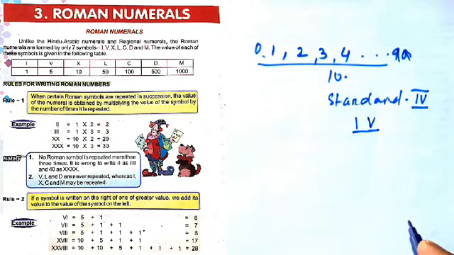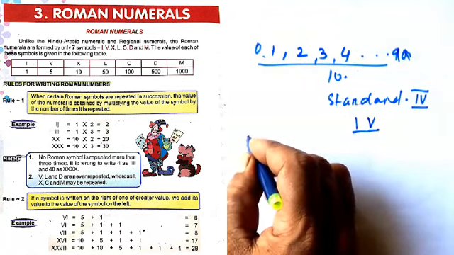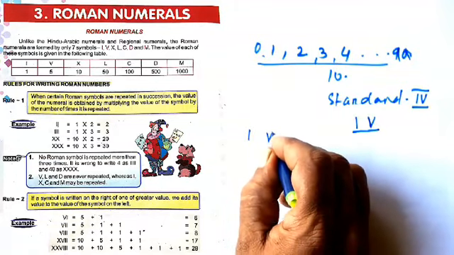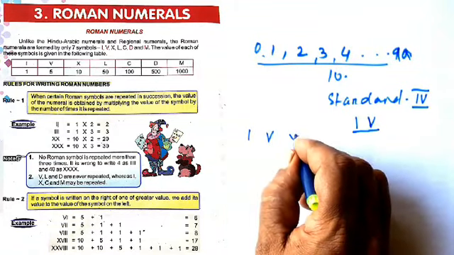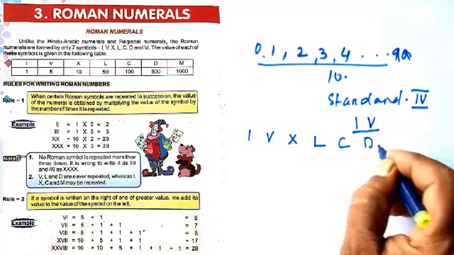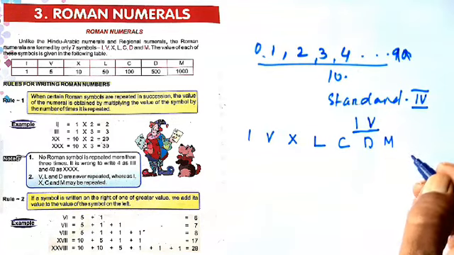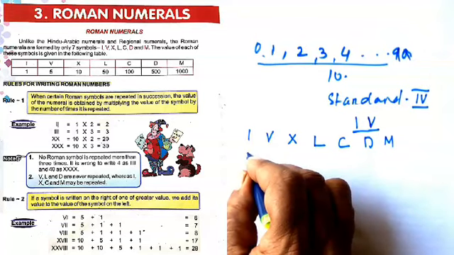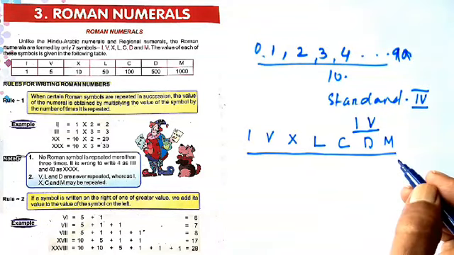In the Hindu Arabic system, we use 10 digits. In Roman numerals, we use 7 symbols. These are, first is I, V, X, L, C, D and M. These 7 symbols are used in Roman numerals.